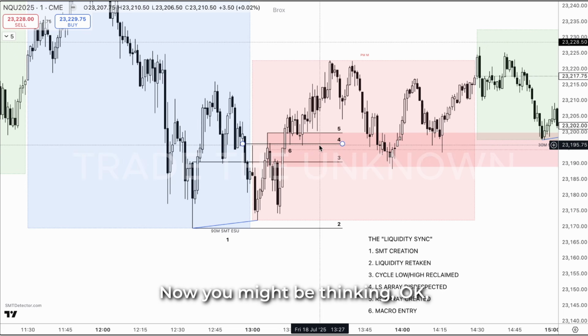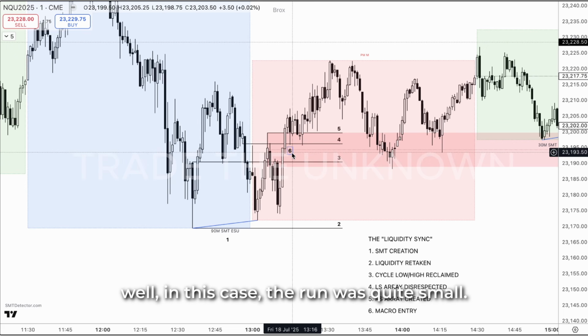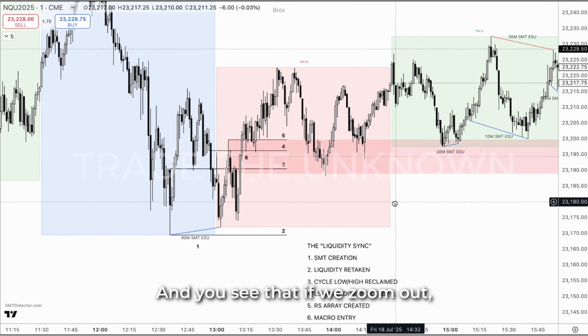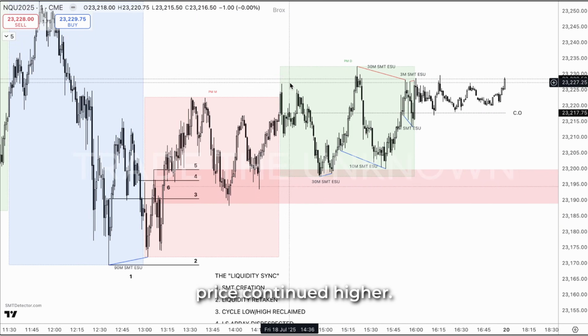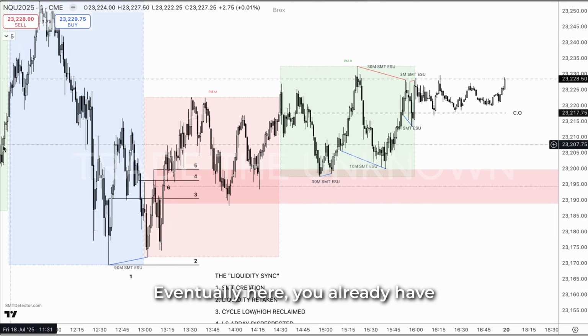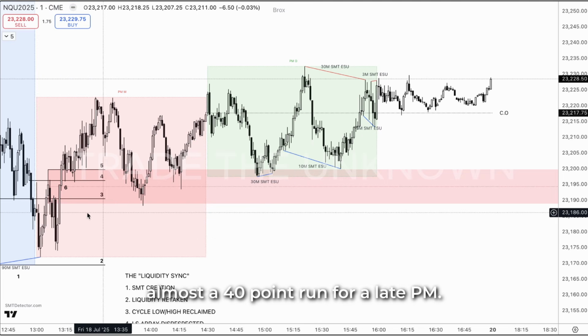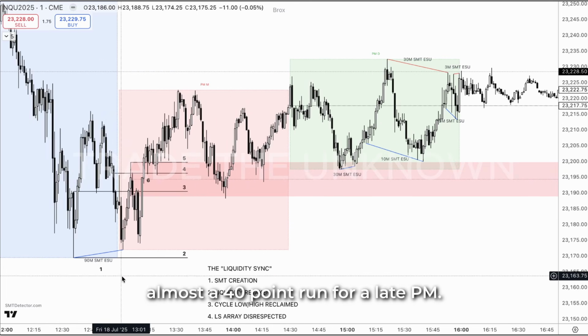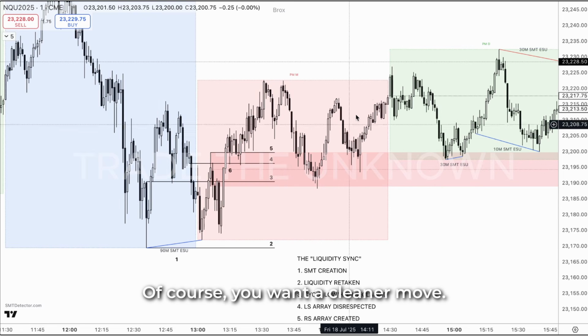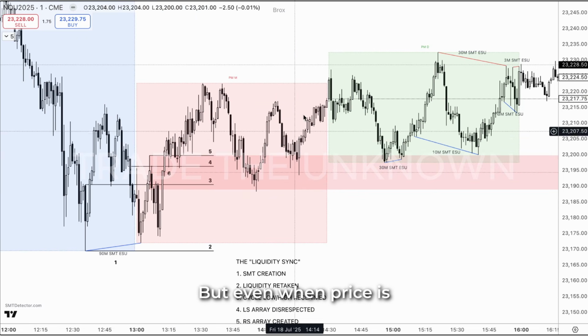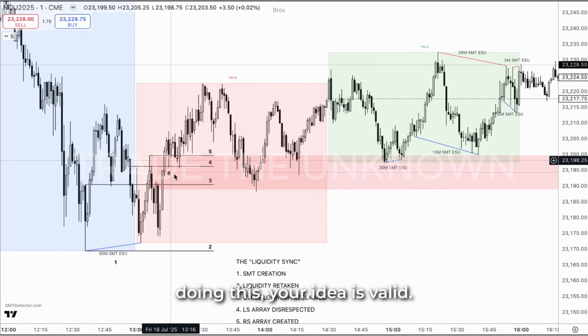Now you might be thinking, okay, well in this case, the run was quite small, and you see that if we zoom out, price continued higher. Eventually here, you already have almost a 40-point run for a late PM. And like I said, this is just an example. Of course, you want a cleaner move, but even when price is doing this, your idea is valid.